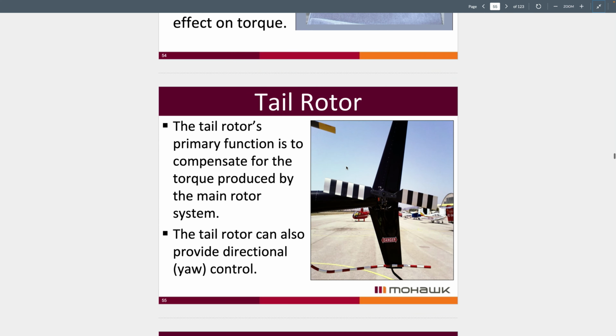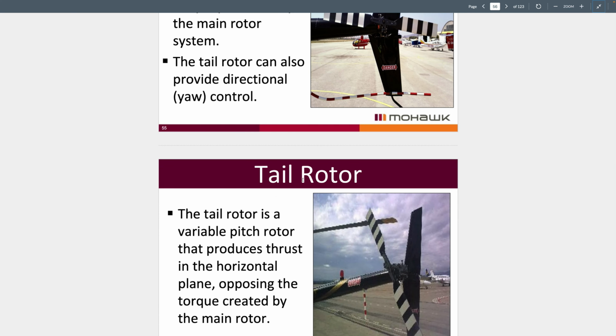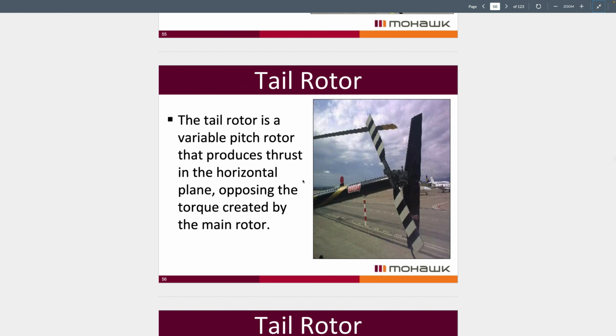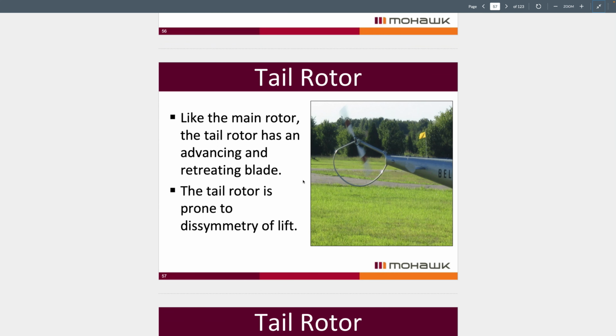The tail rotor. The tail rotor is primarily used to counteract that main rotor torque that we just discussed. The tail rotor can also be used to provide yaw in some designs for the helicopter. The tail rotor is also a variable pitch rotor that produces thrust in the horizontal plane. This opposes that main rotor torque.